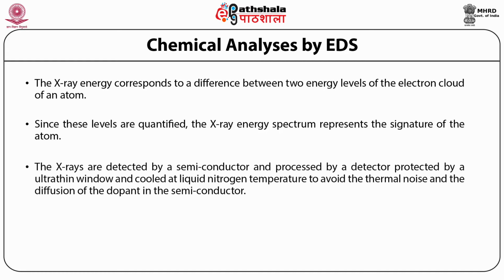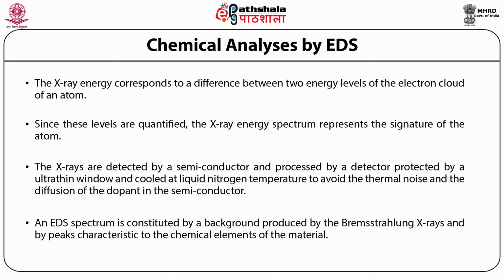The X-rays are detected by a semiconductor and processed by a detector protected by an ultra-thin window and cooled at liquid nitrogen temperature to avoid the thermal noise and the diffusion of the dopant in the semiconductor. An EDS spectrum is constituted by a background produced by the Bremsstrahlung X-rays and by peaks characteristic to the chemical elements of the material. So this is how we can do the chemical analysis by the EDS.